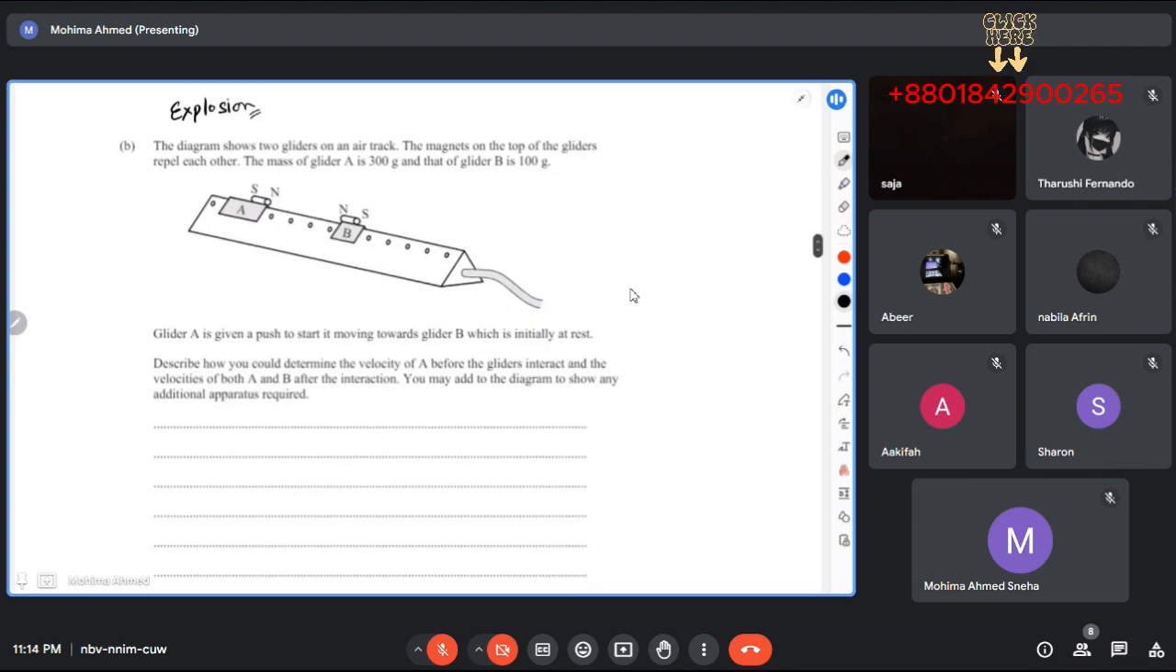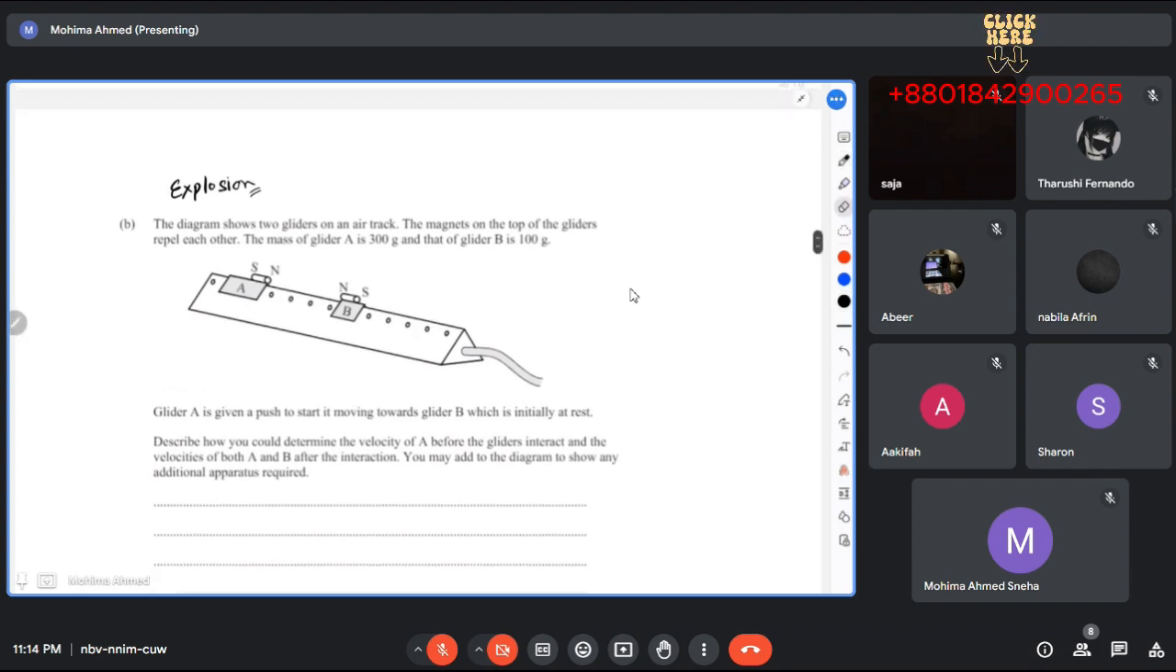Now this one says that glider A is given a push to start moving towards glider B, which is initially at rest. Oh no, this is not about explosion, sorry. This is about collision theory, scenario two, because glider B was at rest, and only glider A initially has a velocity. Glider B does not have any initial velocity.